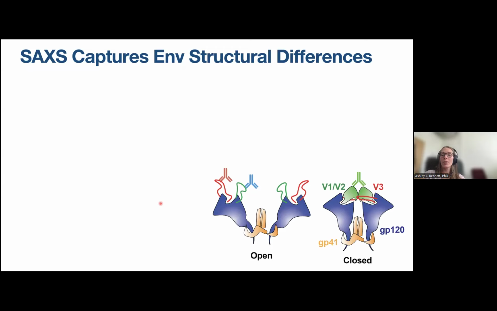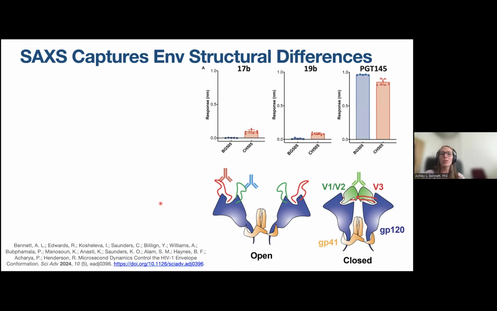Conversely, PGT145 is an antibody that specifically binds to the closed state and does not bind to the open state. And we can use PGT145 binding as a readout for whether our envelope has the proper fold. And so we measured binding by biolayer interferometry, which is BLI. This is a method that measures the shifts in wavelengths that are associated with complex formation or dissociation.